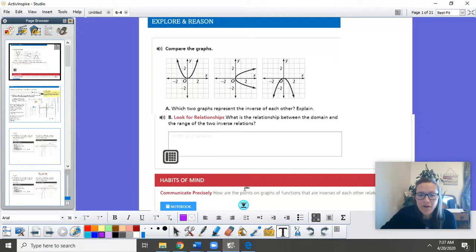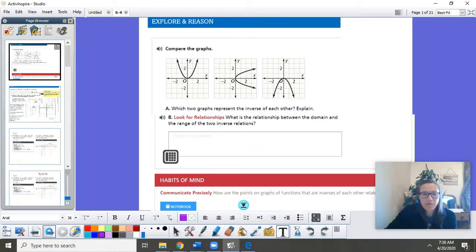So heading back over here, what is the relationship between the domain and the range of the two inverses? And hopefully you're saying that they are switched. When you think about this, we're thinking that the domain of the left graph is all real numbers, is the same as the range for this middle graph, that y squared. The range of the left graph is then equivalent to the domain of the middle graph.